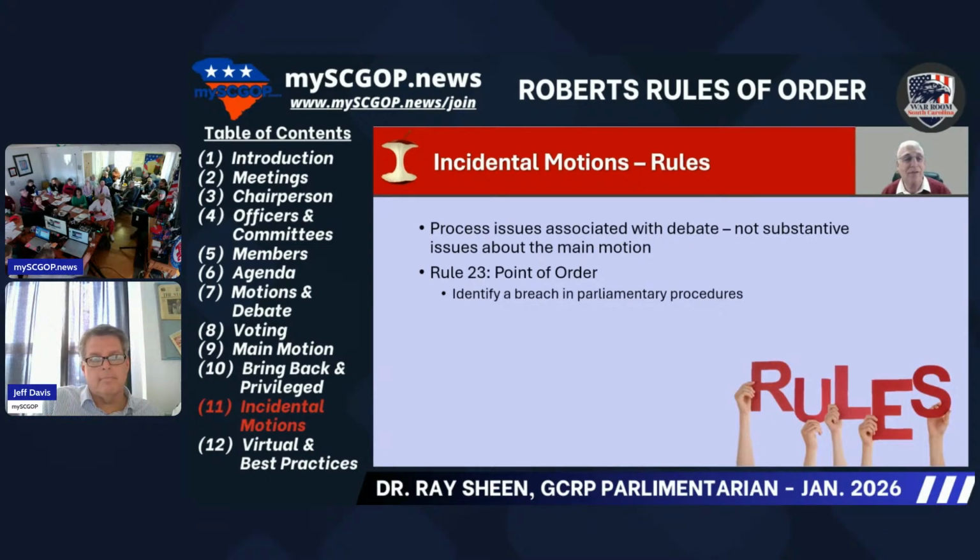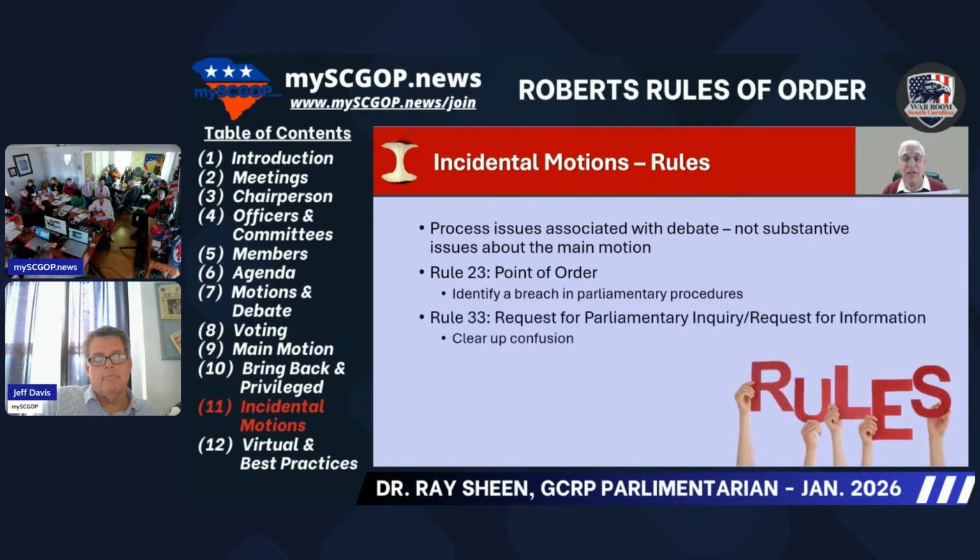In this case, we'll sometimes have a subsidiary motion to place a main motion on the table, and that allows the chairman or parliamentarian to research the point of order while other business is conducted. If the chair rules in favor of the motion, the error in parliamentary procedures is corrected and the meeting continues. If the chair rules against it, the meeting just continues as it was going.